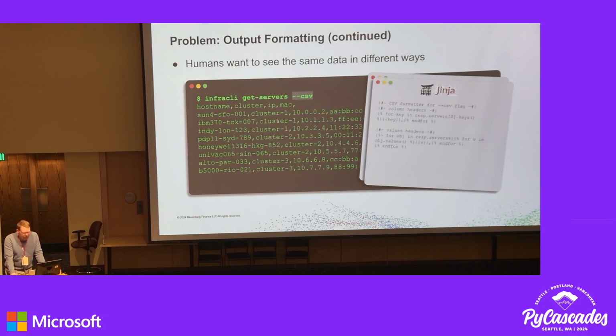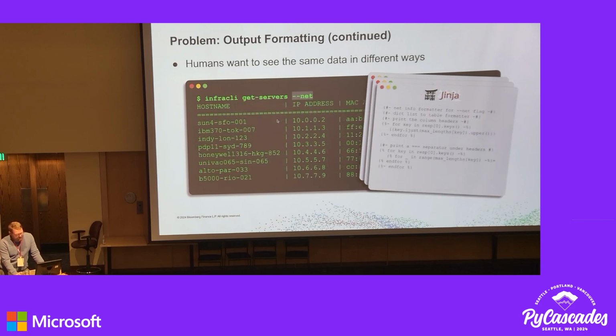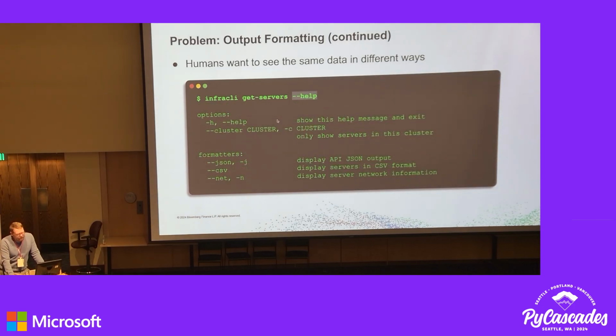So we could have one template to display the output as CSV, triggered by the --CSV flag. Maybe another template just to show network information, triggered by the --net flag. And of course, all these options would be shown to the users in the command help text. You also might notice that --JSON flag there. We included that in all our commands, and it allows the user to get the raw API response and save it to a file or pipe it to JQ or something else.